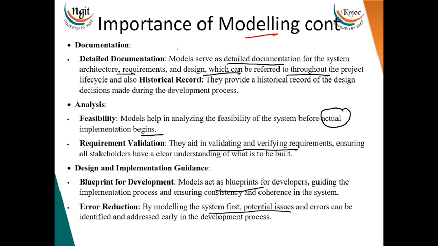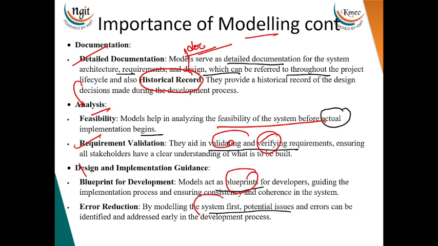Importance of modeling: detailed documentation. Whatever documentation is there, we have to reproduce it, and the historical record is the representation. Based on that documentation, we analyze. The flexibility of the actual model increases. Then we validate the requirement. Validation and verification of the requirement is done. Once it's done, the blueprint of your model is ready.